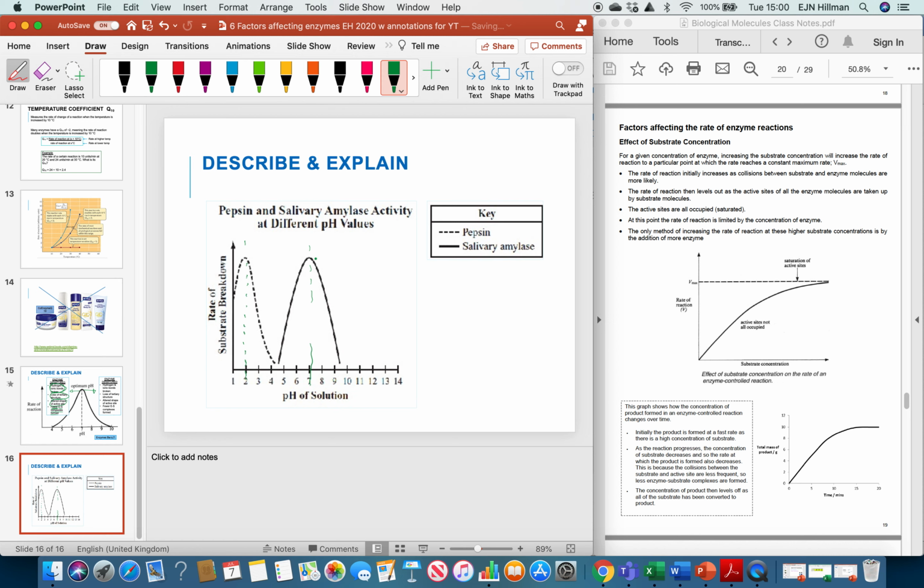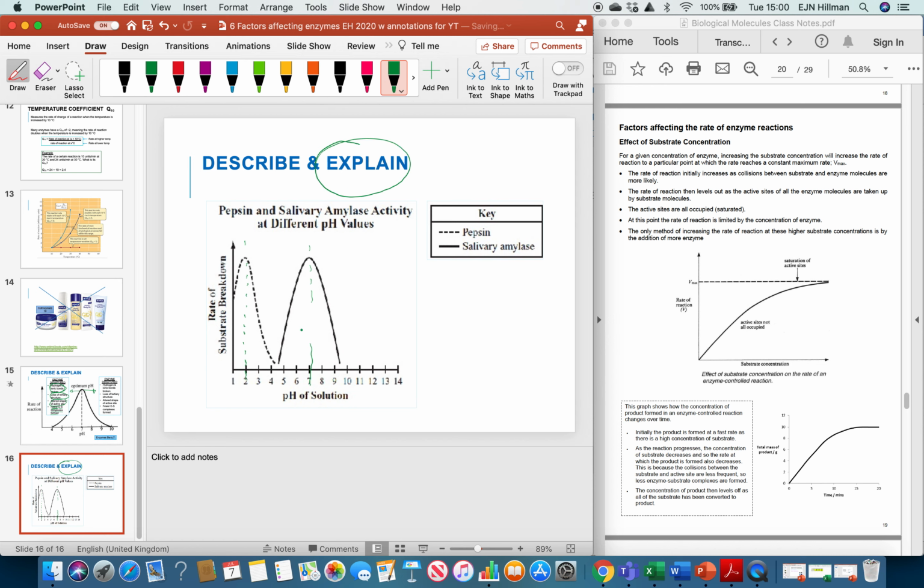So any deviation away from the optimum pH for either of those enzymes leads to hydrogen bonds, ionic bonds being broken, change to the tertiary structure, change to the shape of the active site, and fewer enzyme substrate complexes being formed.